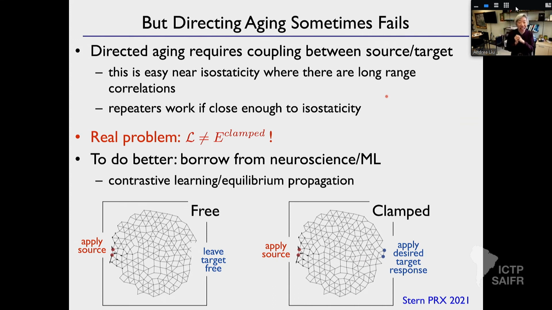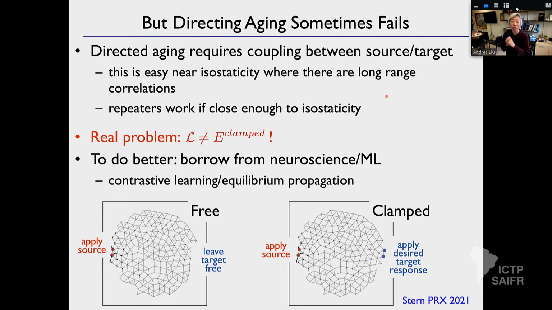So it did work in that case that I told you, but it requires coupling between the source and the target. And it turns out that we now understand the near isostaticity, that's fine. There's a long length scale that diverges at isostaticity. And so you get this coupling, and so it works. But if you're not near isostaticity, it's a problem. And in fact, I asked Naki to do this in flow networks when he first arrived as a postdoc. He couldn't get it to work.